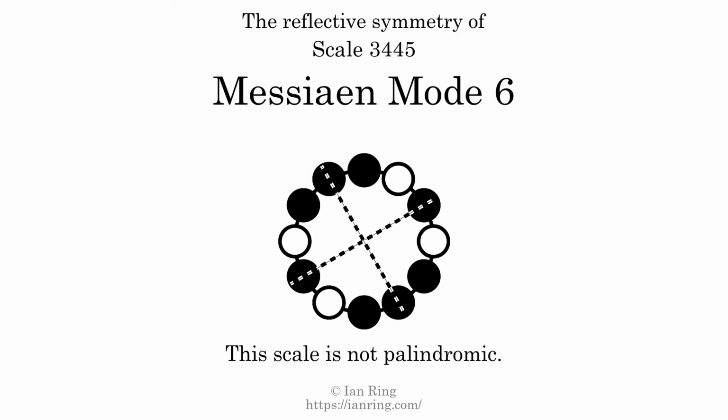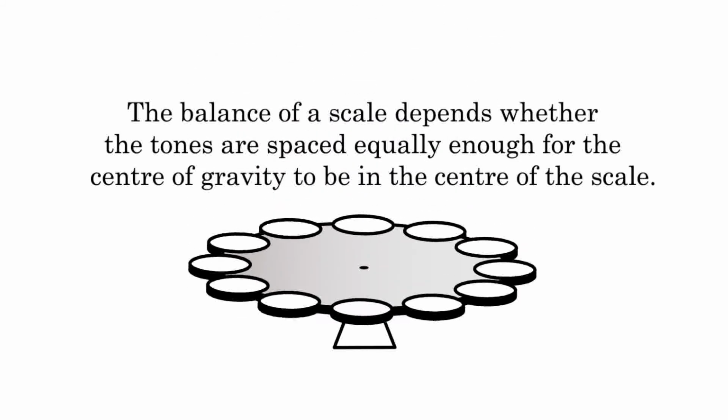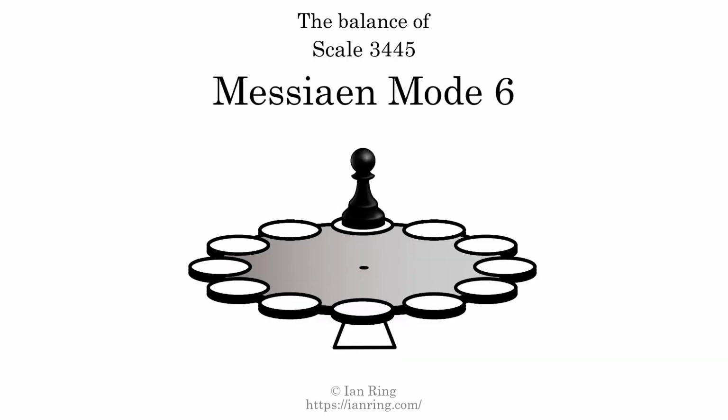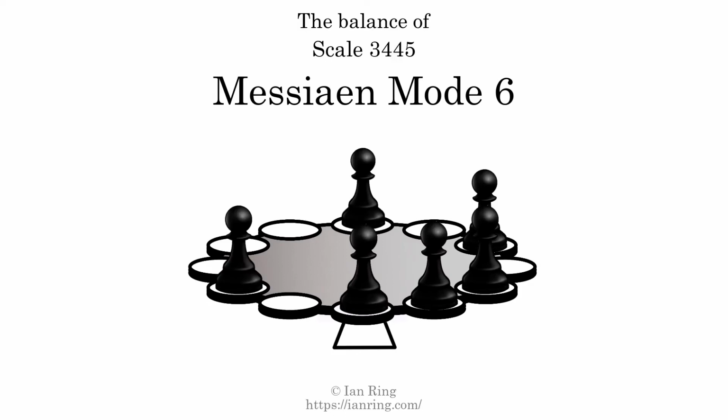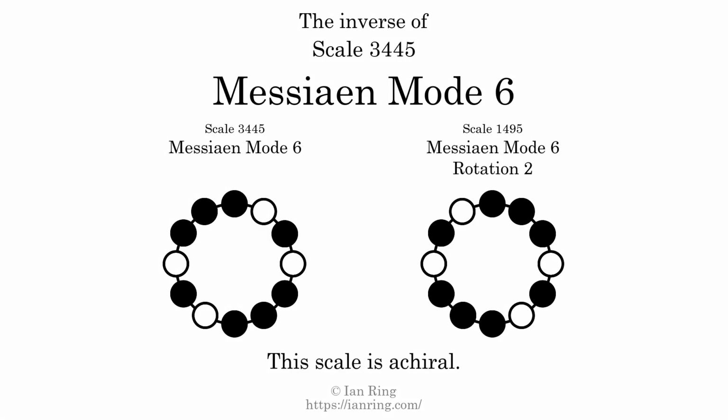This scale has reflective symmetry across 2 axes positioned at 2 semitones and 5 semitones above the root. This scale has a different pattern of intervals ascending and descending, so it is not palindromic. This scale has 2 ridge tones. They are at positions here and here. The balance of a scale depends whether the tones are spaced equally enough for the center of gravity to be in the center of the scale. This scale is balanced.